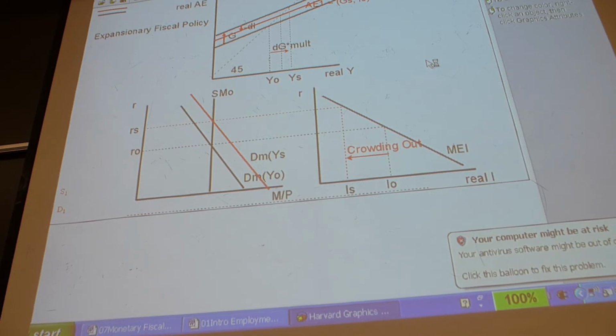But people started getting at it and saying, hey, wait a minute. Your multiplier is not going to be 4. What's going to happen is, when you increase government spending, the economy is going to grow, it's going to push up the interest rate.